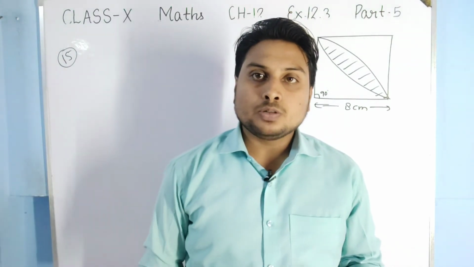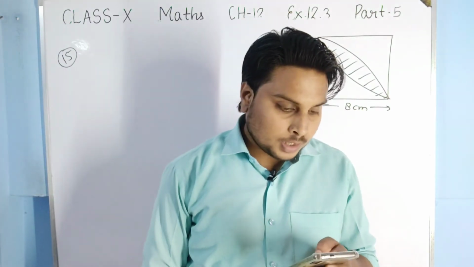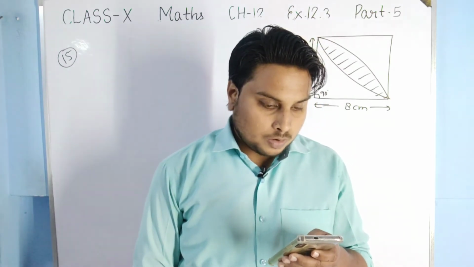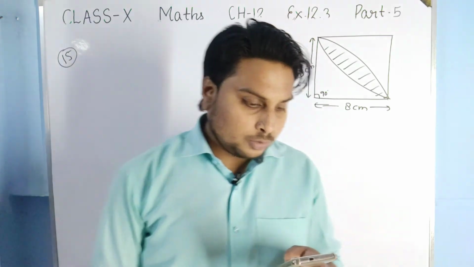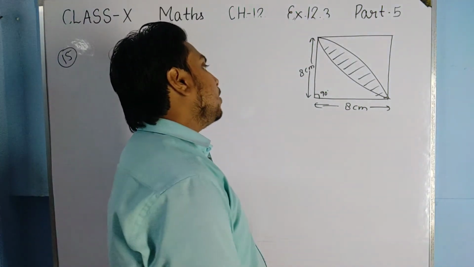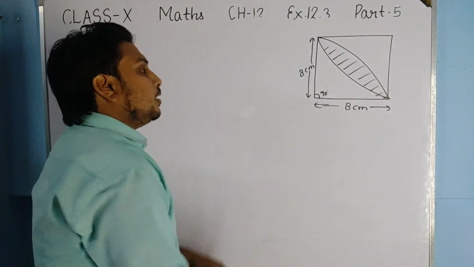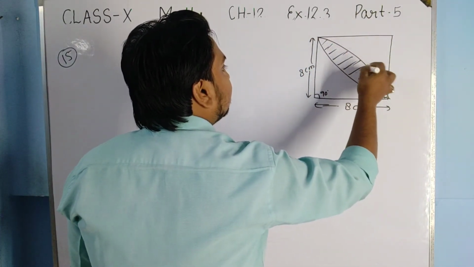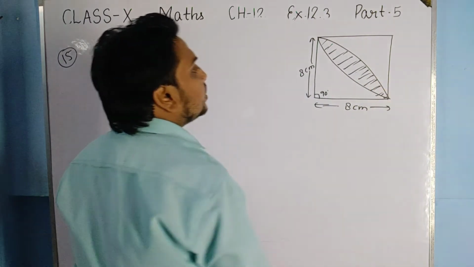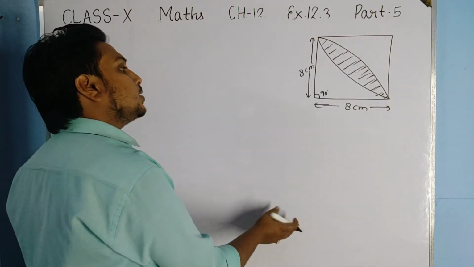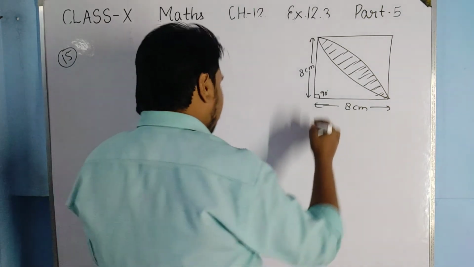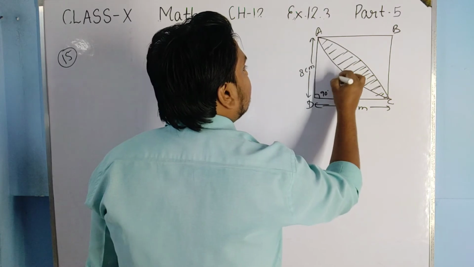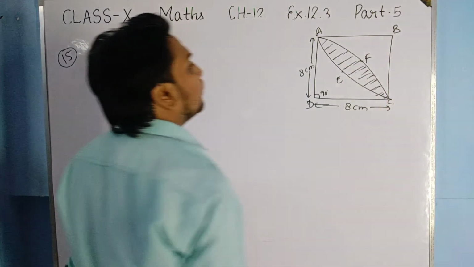Now students, coming to the last question. The last question is: calculate the area of the designed region in the given figure common between the two quadrants of two circles of 8 centimeter each. If we summarize the figure, we only have to find the area of this shaded region. Basically it is a square. Suppose it is ABCD, here it is E, and here it is F.